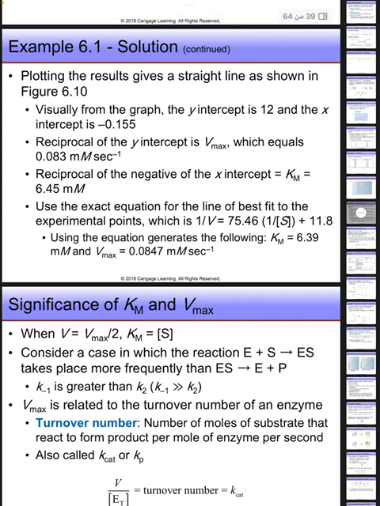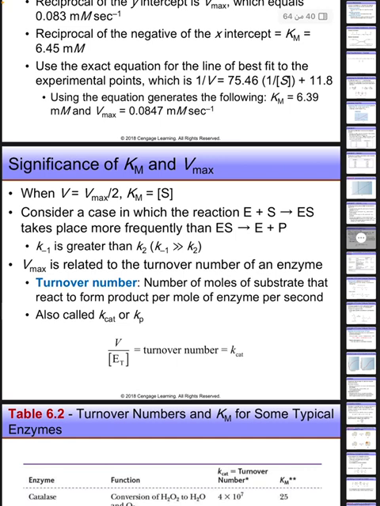After these calculations, you will get certain numbers. One of them is called turnover number. Turnover number is another expression of the velocity, but specifically it means the number of moles of substrate that react to form product per mole of enzyme.